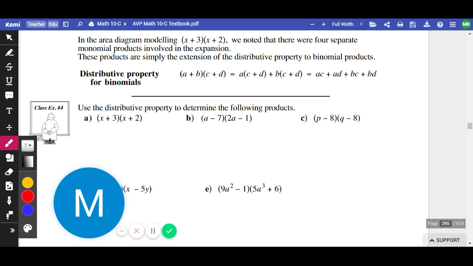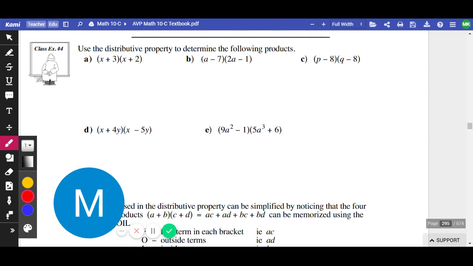If you ever talk to your parents or an older person, and they don't got to be that old, you got to be like a generation above you guys, they probably have heard of something called FOIL. FOIL is the distributive property. It's the same thing. Okay, so I'm going to teach you both. But it really is the same thing. FOIL is just like a neat way of remembering to distribute. That's all it is.